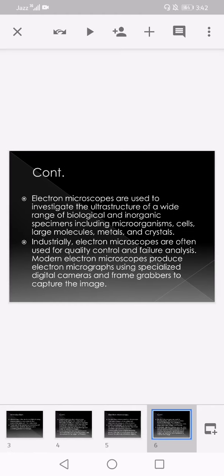Electron microscopes are used to investigate the ultrastructure of a wide range of biological and inorganic specimens, including microorganisms, cells, large molecules, metals, and crystals. Industrially, electron microscopes are often used for quality control and failure analysis. Modern electron microscopes produce electron micrographs using specialized digital cameras and frame grabbers to capture the image.